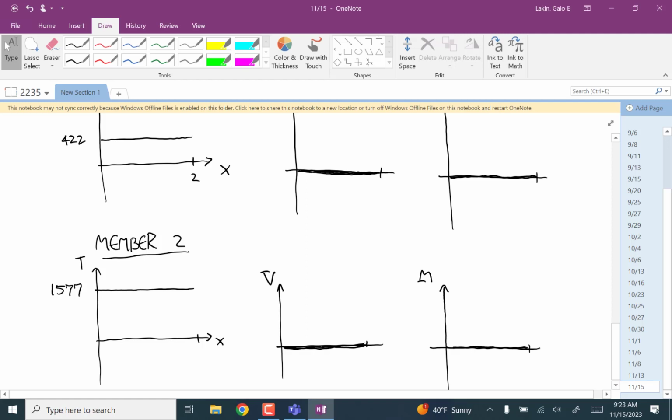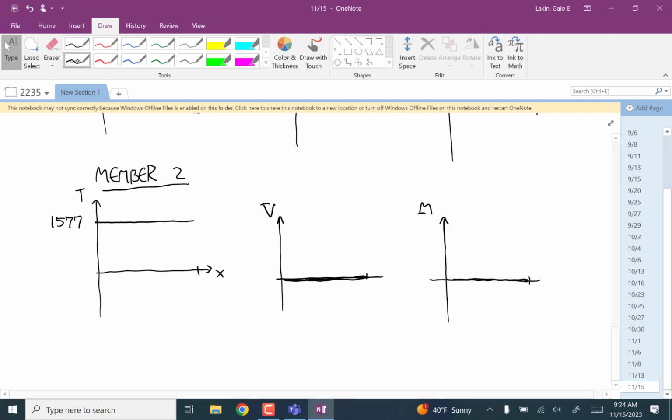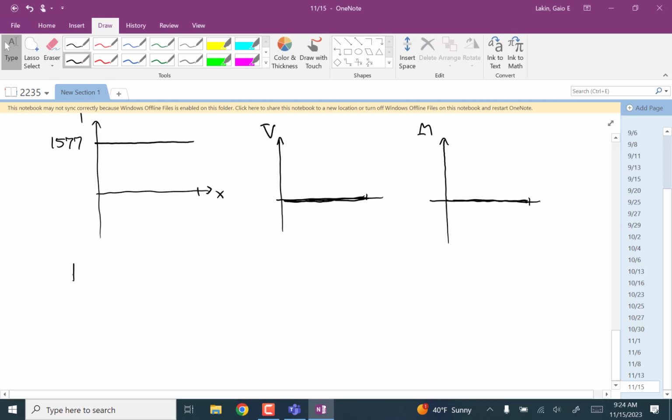Nothing else is going on. Anybody have any questions about that calculation? Okay, so now for part B, now it gets more complicated.